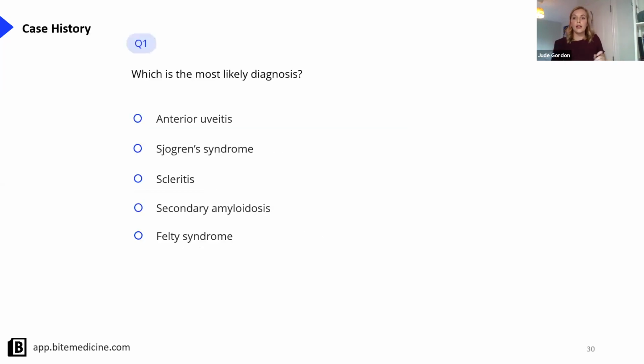So what's the most likely diagnosis here? And your options are anterior uveitis, Sjogren syndrome, sclerosis, secondary amyloidosis, or Felty syndrome.